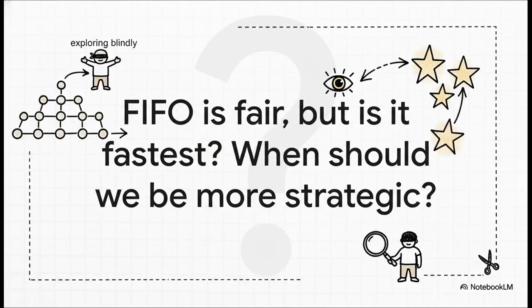You know, the FIFO approach is fair, it's systematic, and it guarantees we find the best path. But it does kind of explore blindly, just going level by level. So what if? What if we could use our bounding function, not just to prune paths, but to actually guide our search toward the most promising-looking nodes first? You know, when might it be better to be a little less fair and a whole lot more strategic?